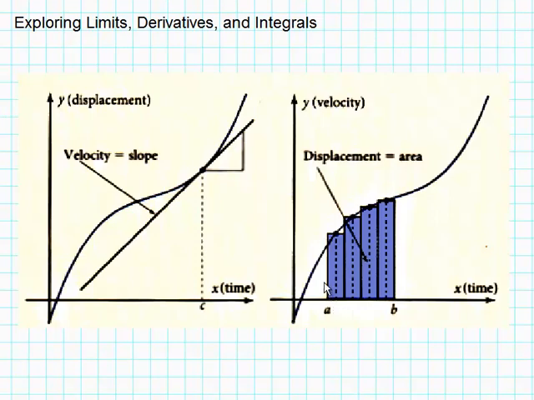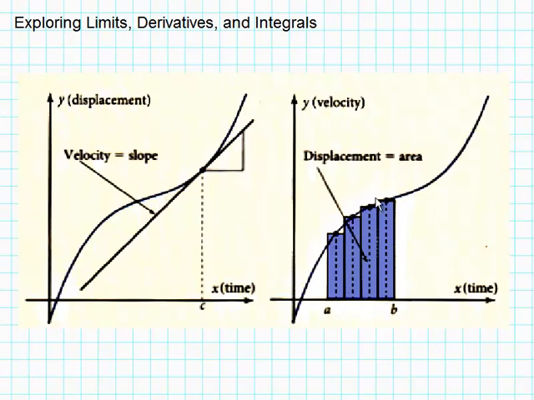And notice that the height of one of these rectangles is a velocity measurement. The width is a time measurement. And if I multiply velocity times time, I get a distance. And so this area here represents a distance traveled from time A to this little time here. Okay, we'll look at that in more detail in a minute. But it turns out that the area here gives us our displacement.